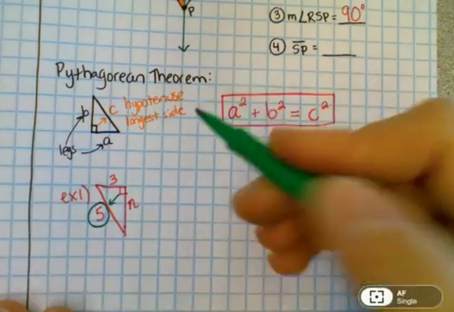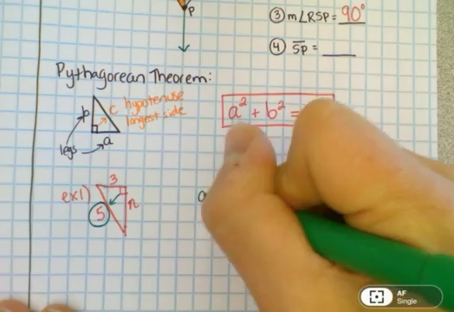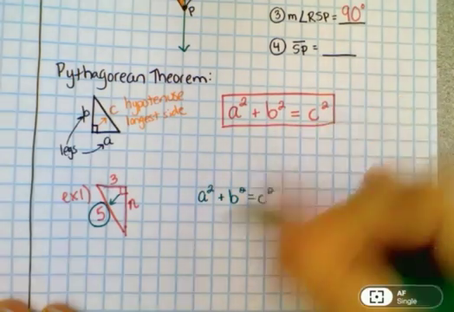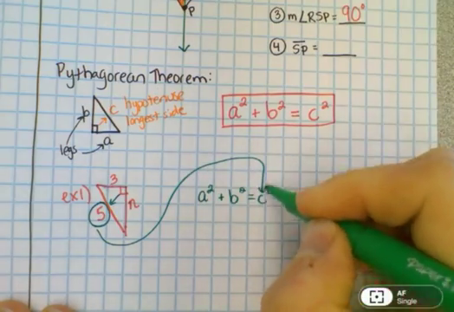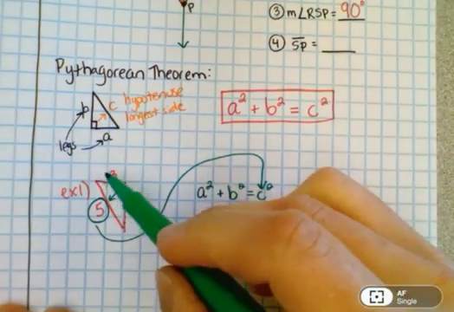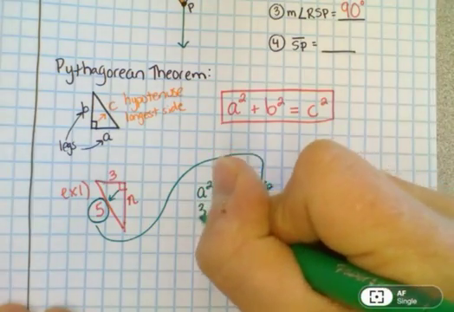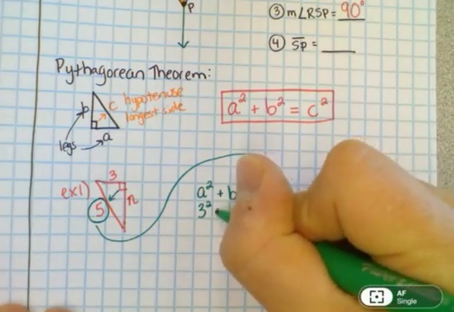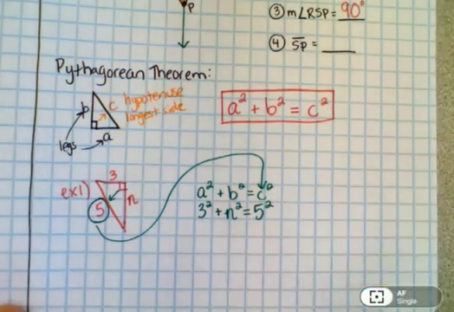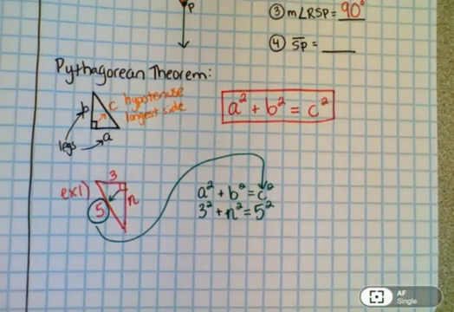So I'm going to go ahead and write down the Pythagorean theorem. A squared plus B squared equals C squared. And the 5 has to go where the C is because it's the hypotenuse. So A and B are going to be 3 and n, and it doesn't matter which one I put where. So 3 squared plus n squared equals 5 squared. And now we just simplify and solve.